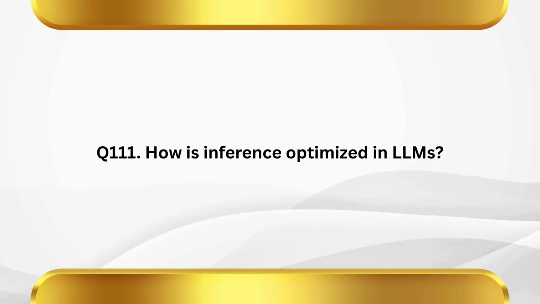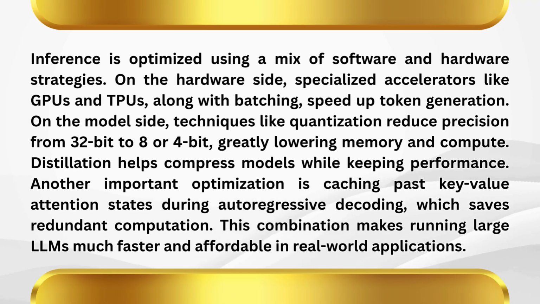How is inference optimized in LLMs? Inference is optimized using a mix of software and hardware strategies. On the hardware side, specialized accelerators like GPUs and TPUs, along with batching, speed up token generation. On the model side, techniques like quantization reduce precision from 32-bit to 8 or 4-bit, greatly lowering memory and compute. Distillation helps compress models while keeping performance. Another important optimization is caching past key-value attention states during autoregressive decoding, which saves redundant computation.